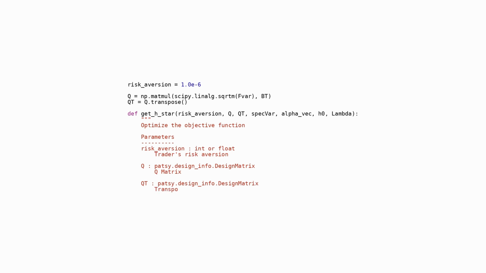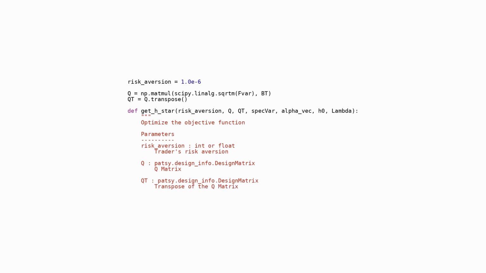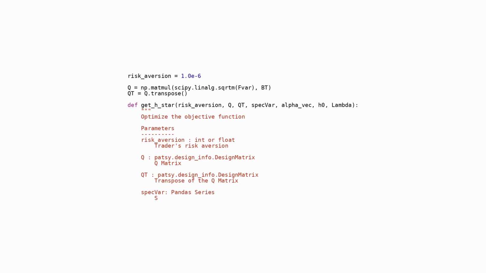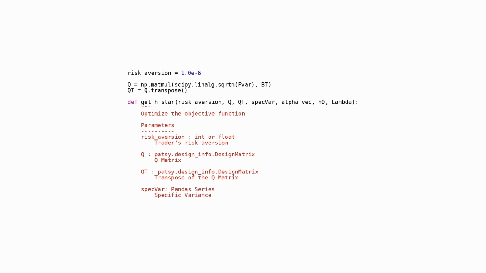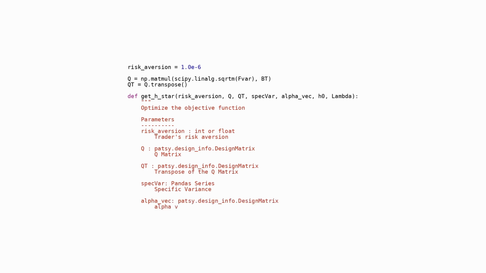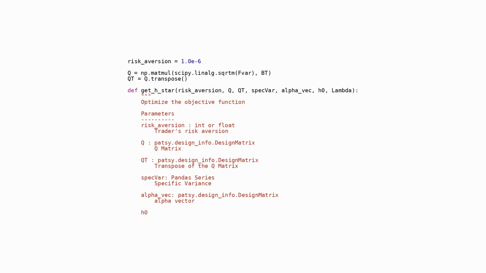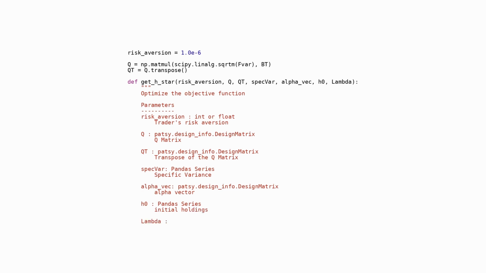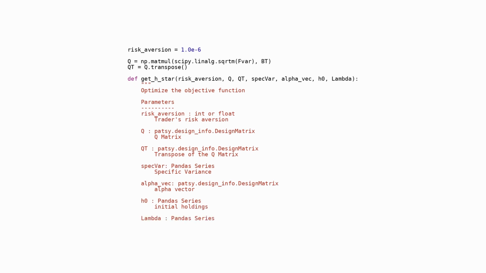Q, a matrix formed by the multiplication of the square root of a factor covariance matrix var and the transpose of a factor loading matrix bt. QD, the transpose of the Q matrix. Spec_var, specific variances associated with the assets. Alpha_vec, expected returns alphas of the assets. H0, initial holdings before optimization. Lambda, a series containing lambda, which seems to be a parameter related to transaction costs or constraints in the optimization problem.